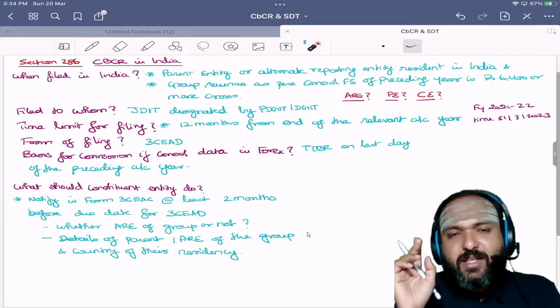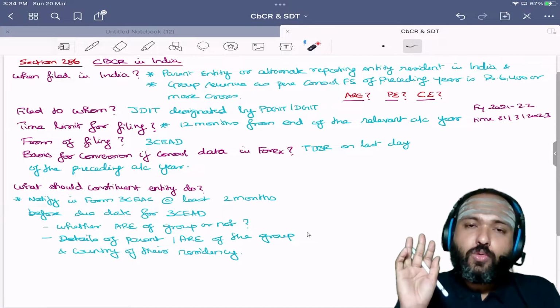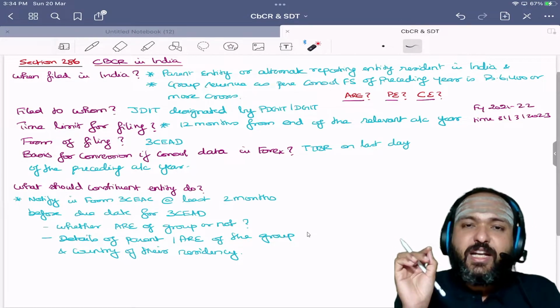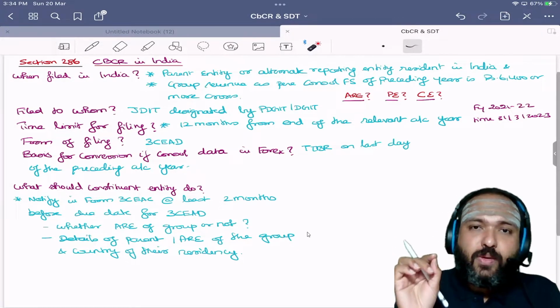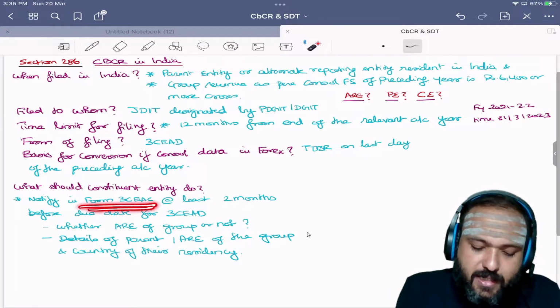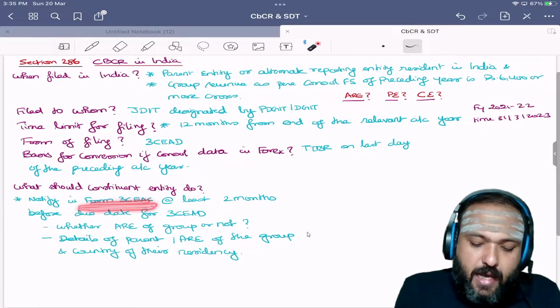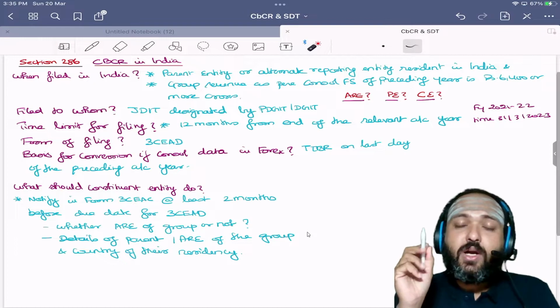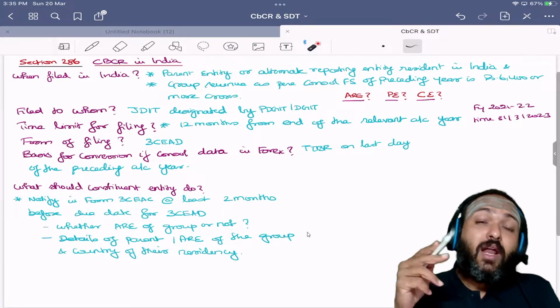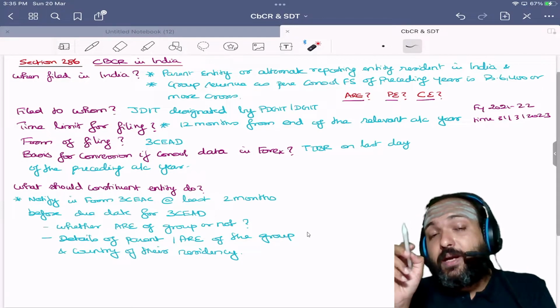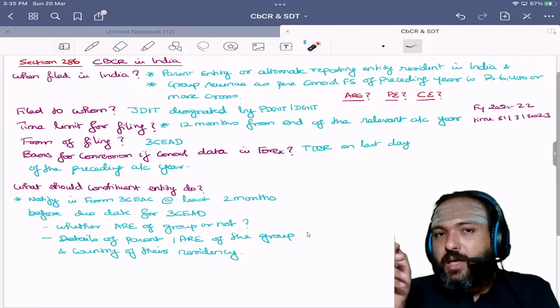Now, will the income tax department know this? They won't know. So you will have to go and inform them. There is therefore one additional responsibility for the constituent entity. What should they do? They have to file Form 3CEAC at least 2 months before the due date of Form 3CEAD. What is the due date for 3CEAD? 12 months from the end of the accounting year. So 31st March 2023 is for CBC reporting.